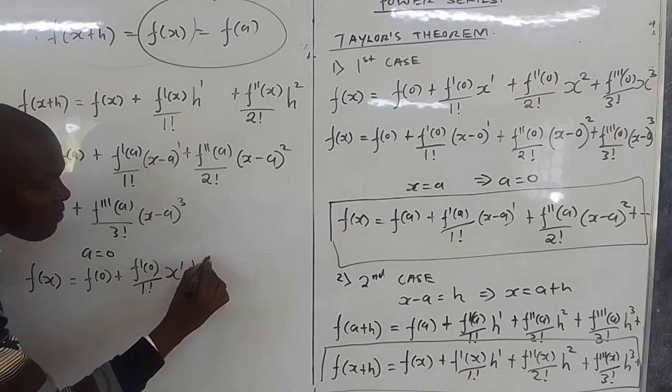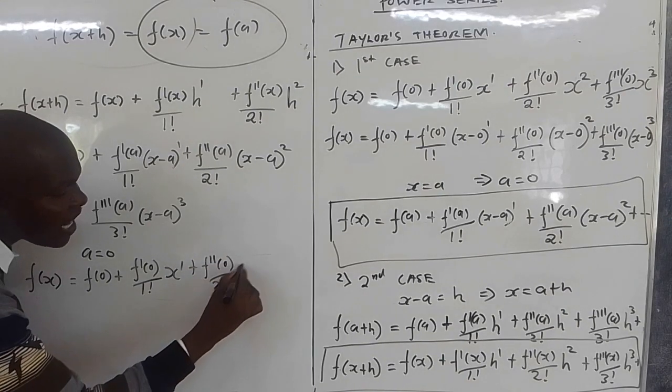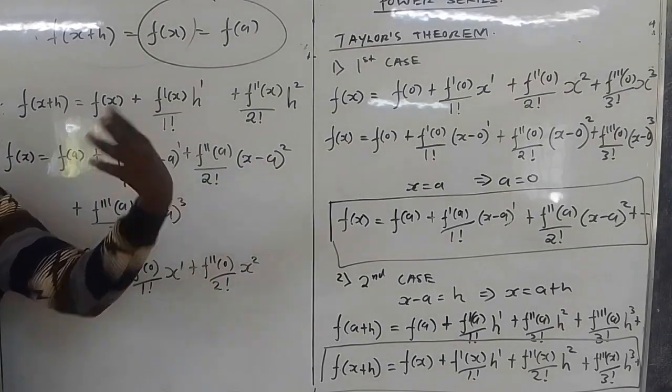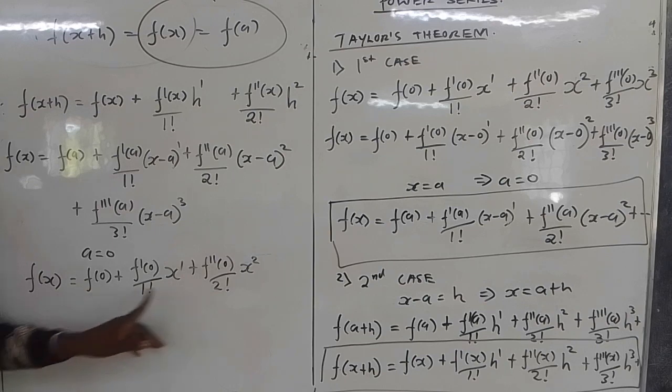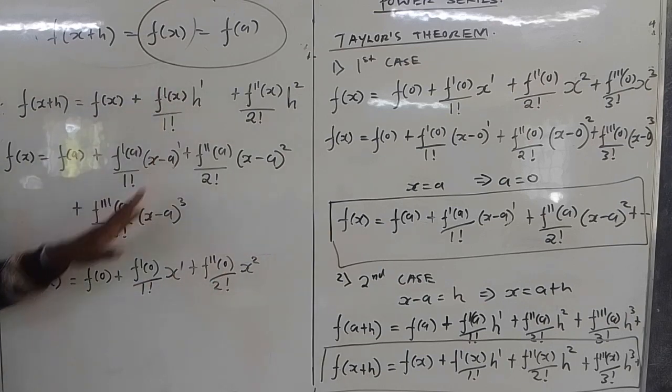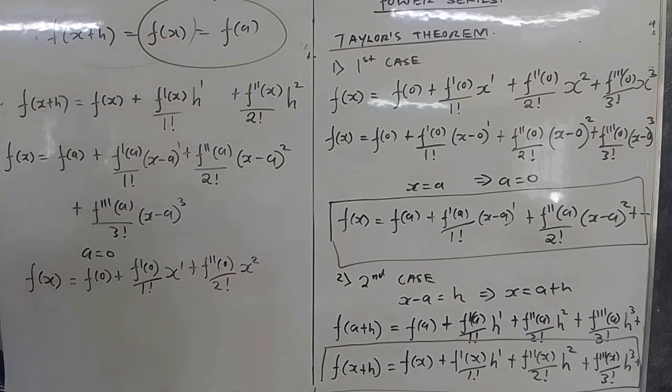Then plus f double prime of 0 over 2 factorial, then x squared, because x minus 0 is just x. So you see, you start from f of 0, then f prime of 0, and so on for the Maclaurin series. Then you have the third term. Is the concept understood? Yes. Power series will never miss in your area. It is always there.